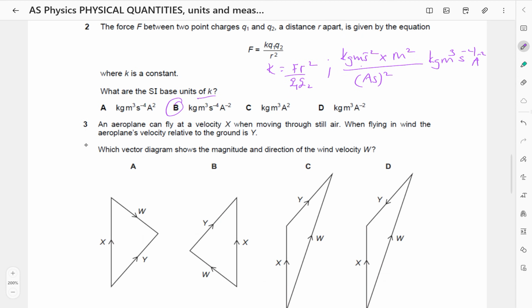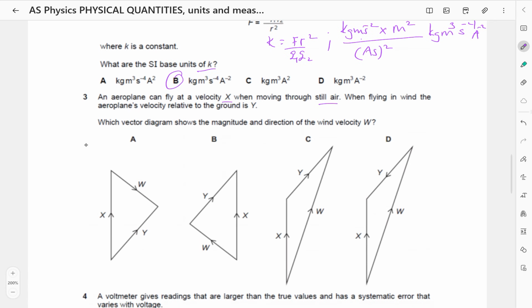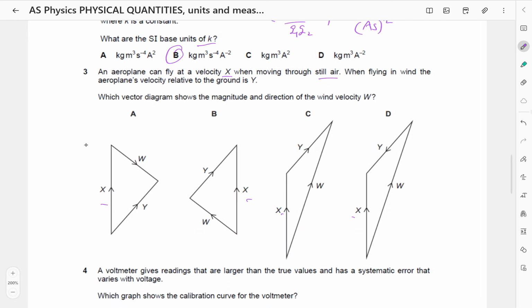An aeroplane can fly at a velocity x when moving through still air. When flying in wind, the aeroplane's velocity relative to the ground is y. So when I check x, x is in the same direction, vertically upwards. Which vector diagram shows the magnitude and direction of the wind velocity w?